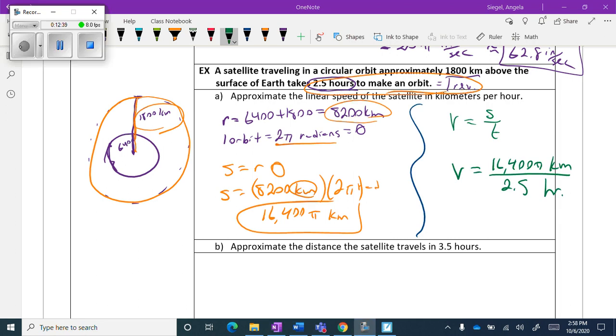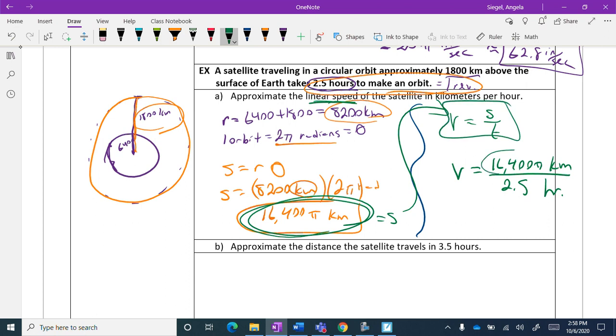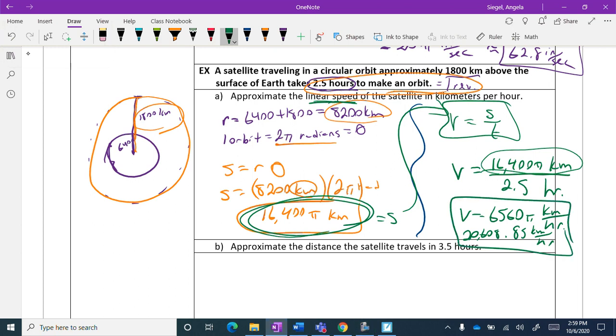Okay, so it's asking for the linear speed. So we just found S. That's all we found so far. So I set it up for you. I'm going to use this formula. So we have S, which is right here, and then divided by our time. So our linear speed is this per hour, or about 20,608.85 kilometers per hour. So either one is just fine.